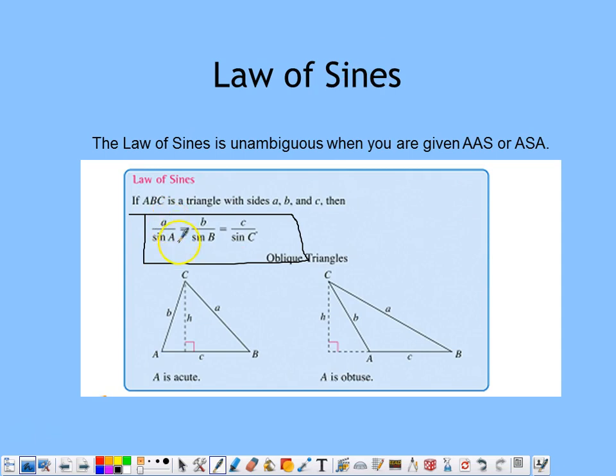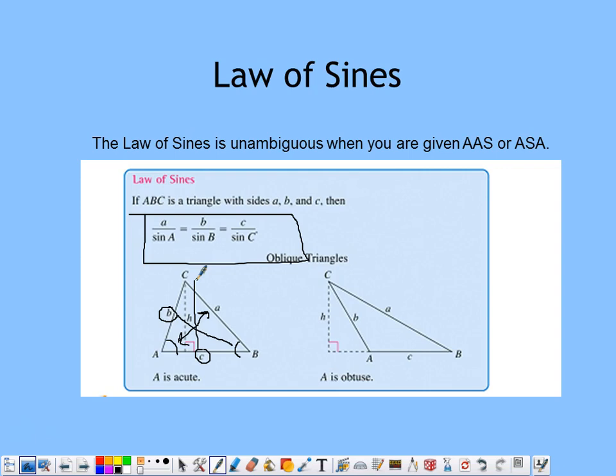Now, when they say little a and big A, that means that these two are across from each other. I don't really think of it as A and A particularly. I just think of it as a side and the sine of the angle opposite it. So you notice big A and little a are across from each other. Big B and little b are across from each other. And the same thing with C. We use the little letters to talk about the sides, and we use the big letters to talk about the angles.